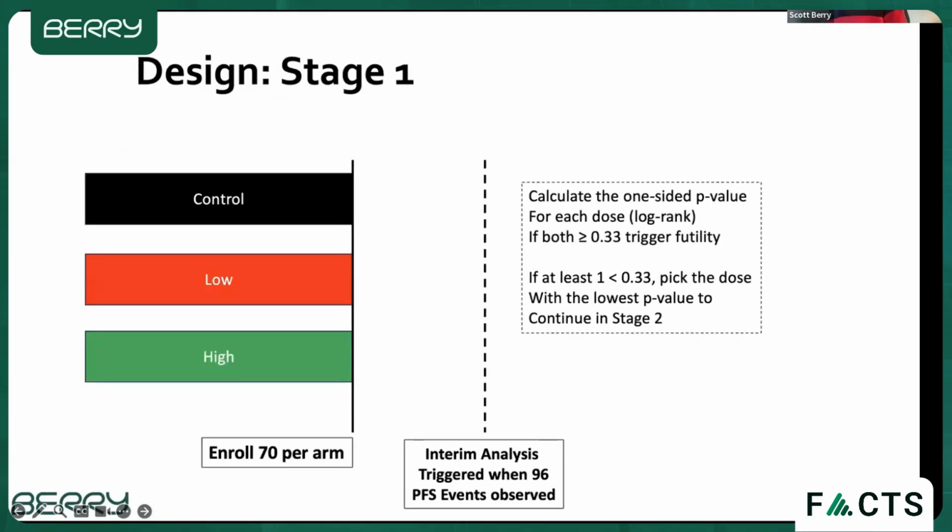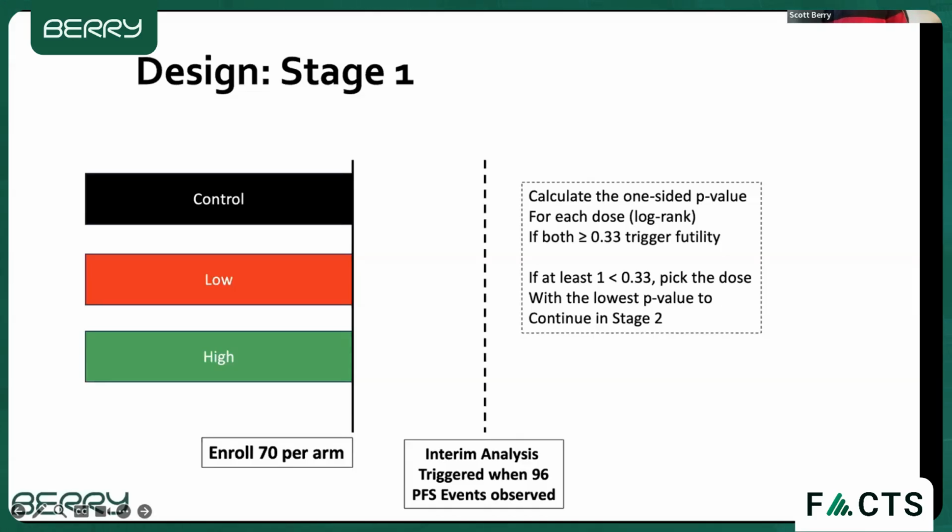Okay, so here was an example of one of those trials where I didn't think it met their goals. They were doing a Project Optimus type trial design where they were going to enroll the control, the low dose, and the high dose, enroll 70 per arm, and then they were going to pause enrollment and wait for 96 events, progression-free survival events.